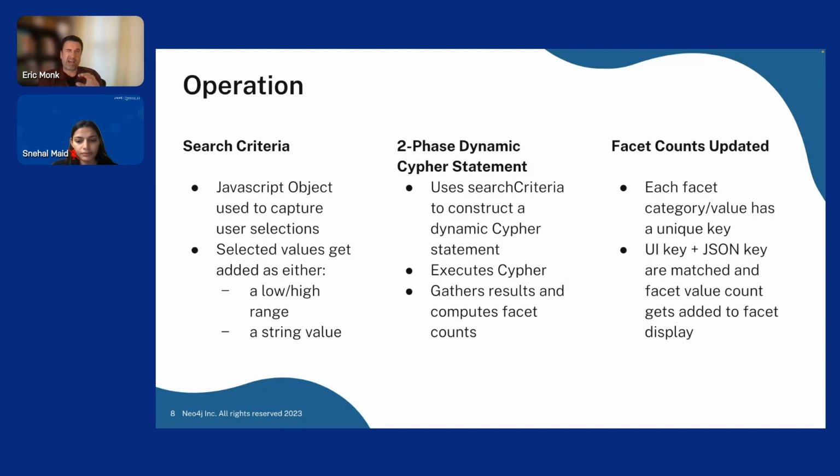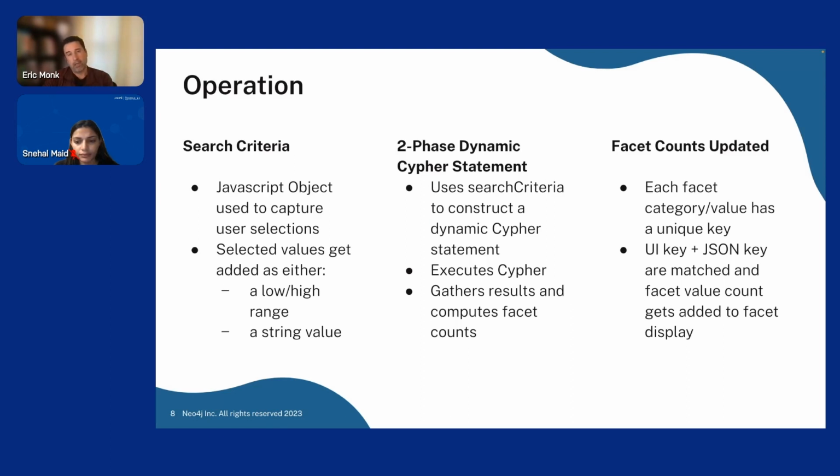The high level view of how this works is there's a JavaScript object in the UI that's used to capture the user's selection. So it's a search criteria object. The user says, let me look at movies with genre adventure. That string value gets added to the object. And then if they say, let me look at movies over 1 billion, there's a low high range that gets added additionally to the JavaScript object.